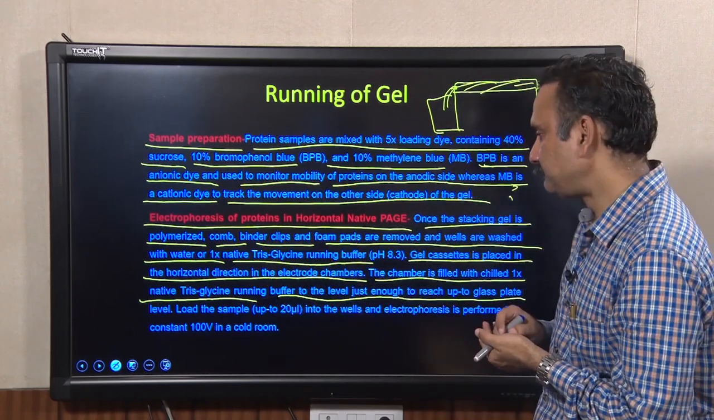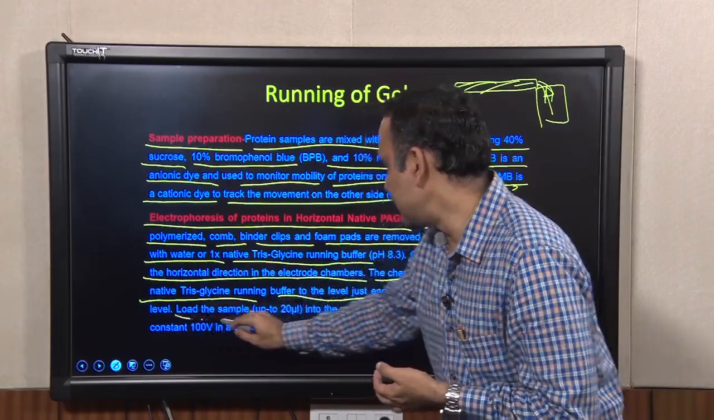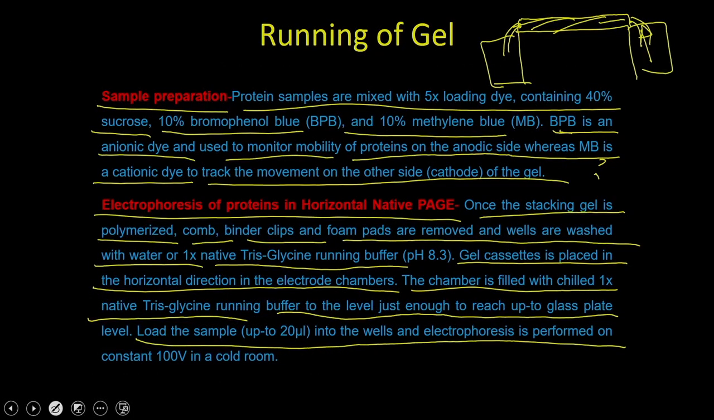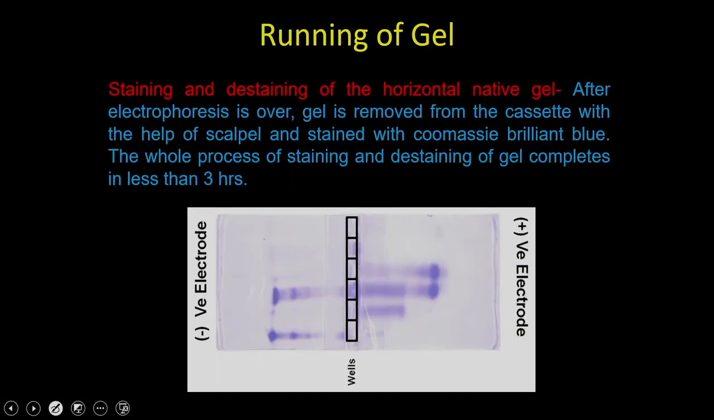So the principle remains the same, except that now we are doing the electrophoresis in the horizontal direction. Load the samples, up to 20 microliters, and electrophoresis is performed at a constant 100 volts in a cold room, because the electrophoresis is going to run for 18 to 20 hours, so it has to be in a cold room so that the sample does not get denatured and destroyed. Then once you are done with that, you do the staining and destaining.